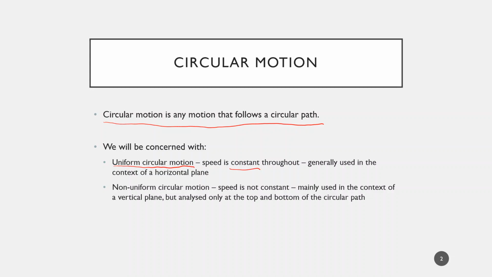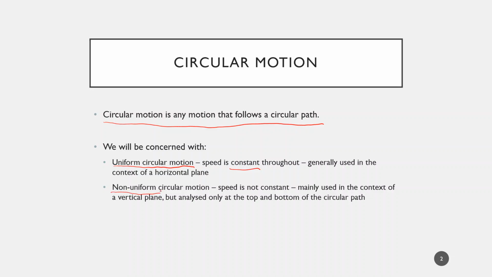Or consider someone doing a hammer toss at the Olympics. They move the hammer in a circular path above their head, ready to throw it away. That's a horizontal circular path, and we're considering uniform circular motion in those paths. So, constant speed. The other kind of circular motion we'll be looking at is non-uniform.